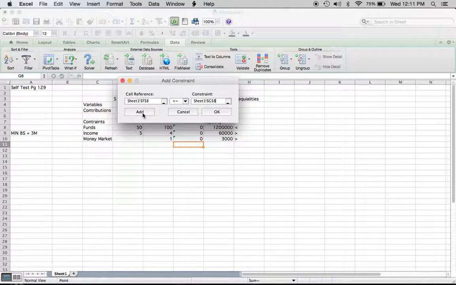I click add. And this constraint for income has a different inequality. It is greater than or equal to that piece. And this is the capacity.